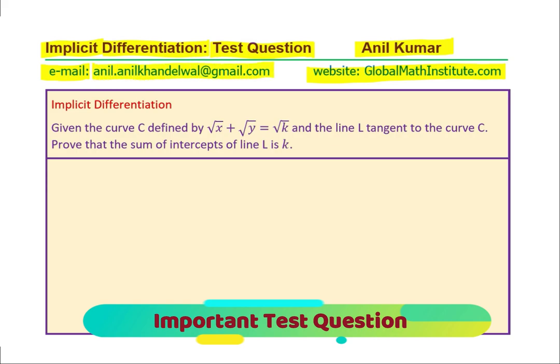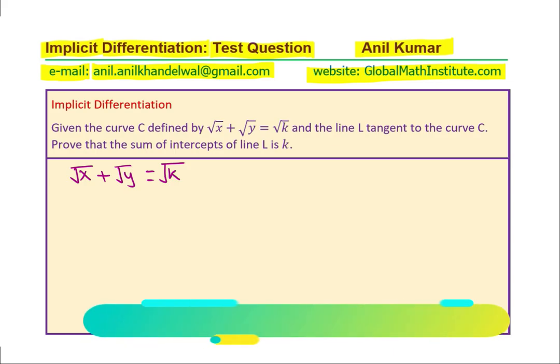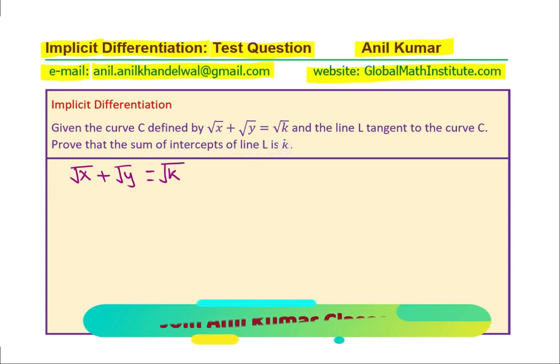Now let's see how we solve such a question. We are given the relation square root of x plus square root of y equals square root of k. A line L is tangent to the curve, and we need to find the intercepts of this line L. So the first step is to find the equation of the line, correct? To find the equation of the line, what can we do?